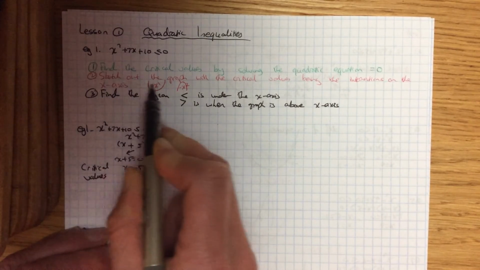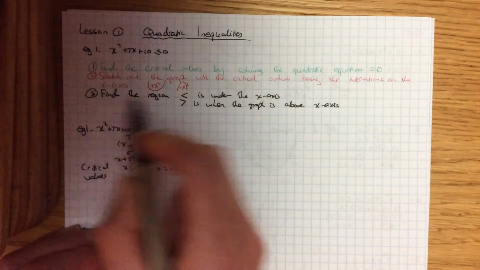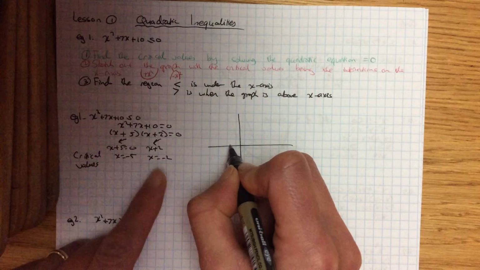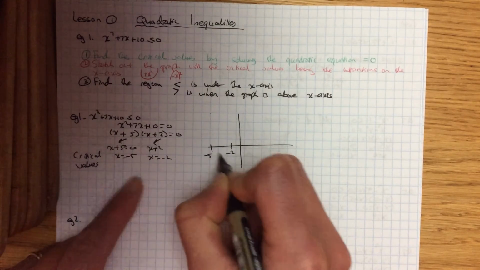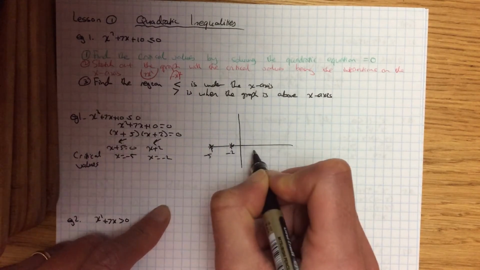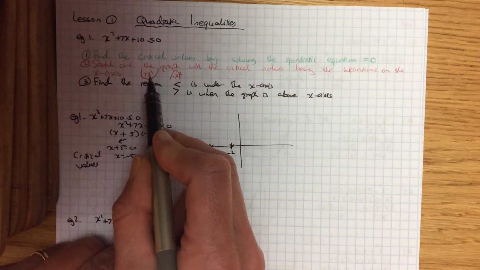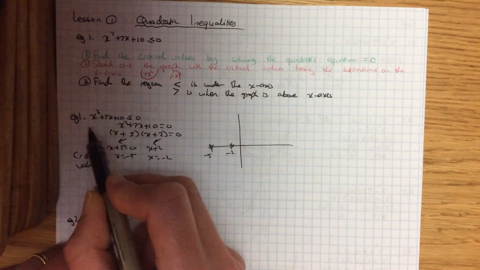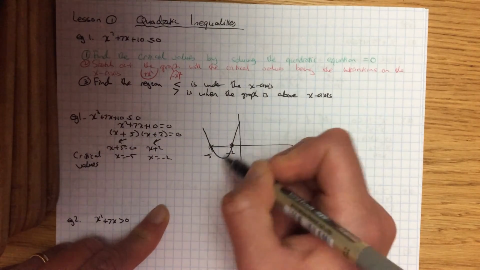Then it says sketch out the graph with the critical values being the intersection on the x-axis. So what that means is sketch out a wee graph. Now, it's only a wee rough graph. So -2, -5. This is where the graph crosses the x-axis. And I've said if it's a positive x squared, it's a happy face. If it's a negative x squared, it's a sad face. Now mine's a positive x squared, so you just draw a happy face in there.